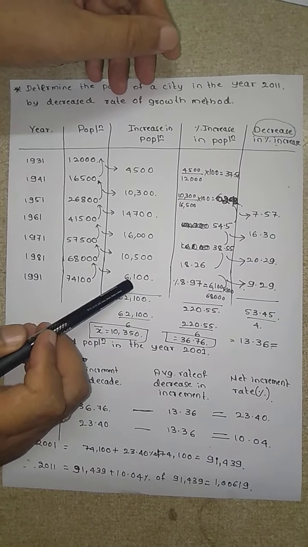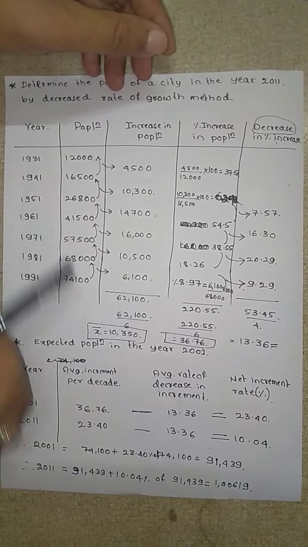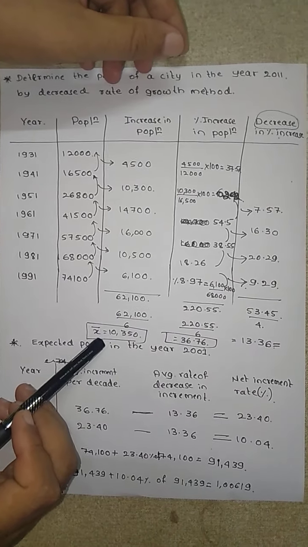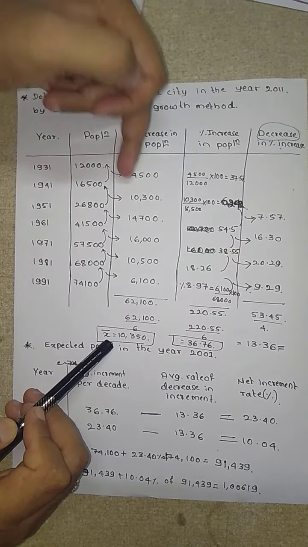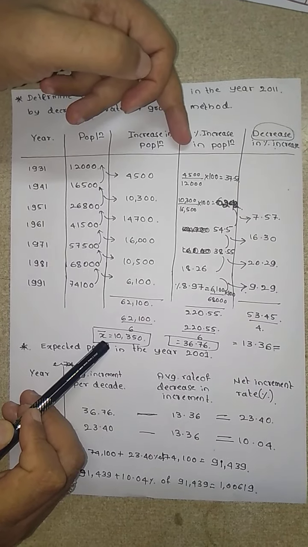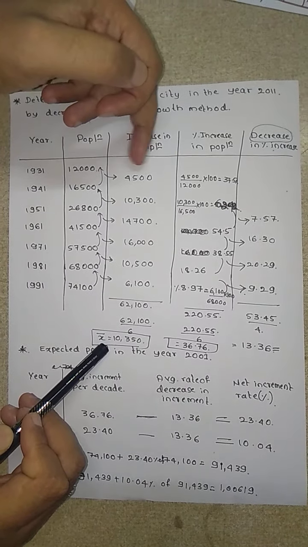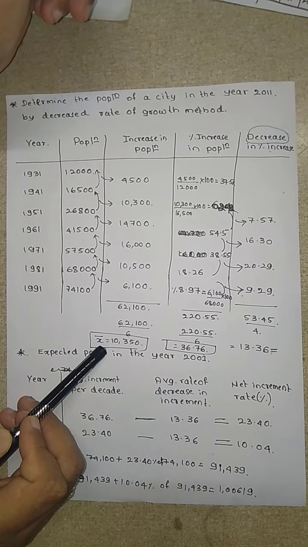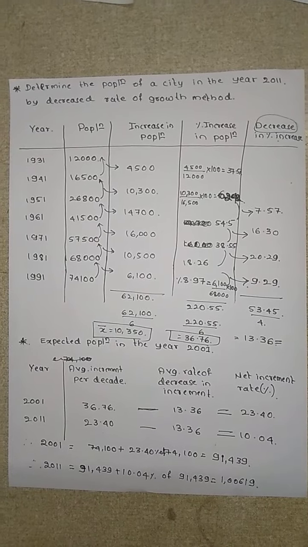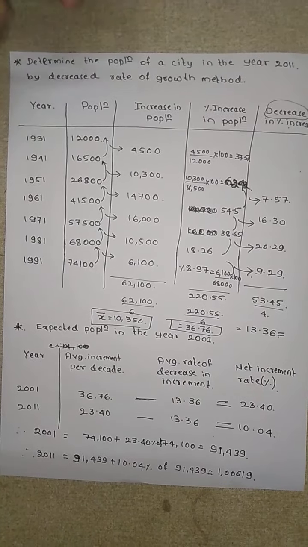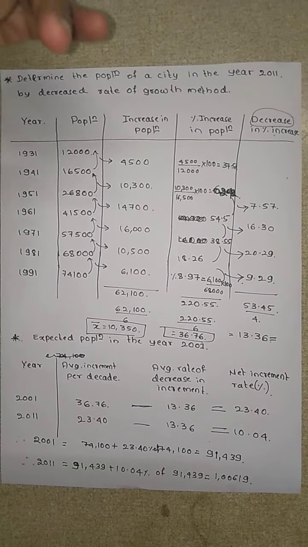How many decades are there? 1, 2, 3, 4, 5, 6. So we have divided it by 6 and found X bar. Then we need to find the percentage increase in population. By what percentage has the population increased? As we have done in the last problems, we need to find the percentage increase. How can the percentage increase be found?